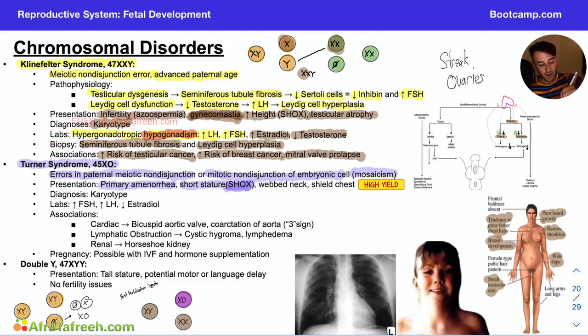Additionally, you're going to see a webbed neck and a shield-like chest. So if we look down here, we'll see that this patient has a webbed neck and this really broad, wide chest.